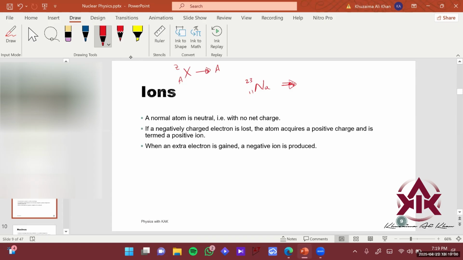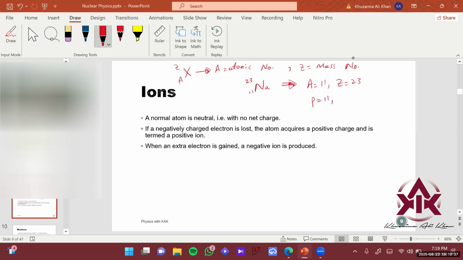A is the atomic number, that is, how many protons are available in an atom. And what is Z? It is the mass number. It says how many protons and neutrons are there combined together in the nucleus. So if I say we have sodium 23, 11, what is the atomic number here? It is 11, and the mass number is 23. So it means it has 11 protons.